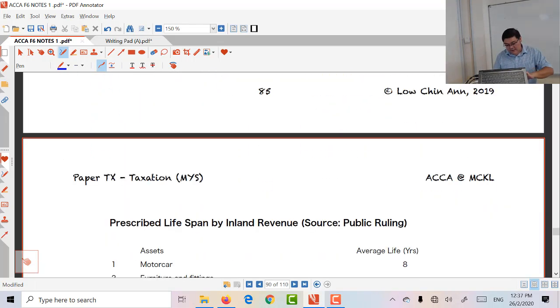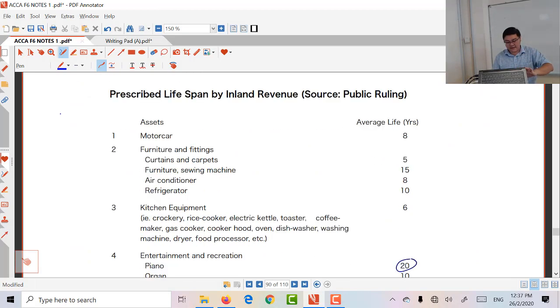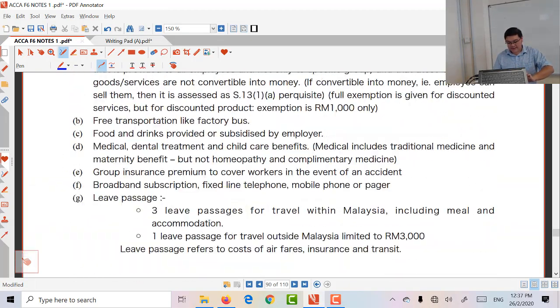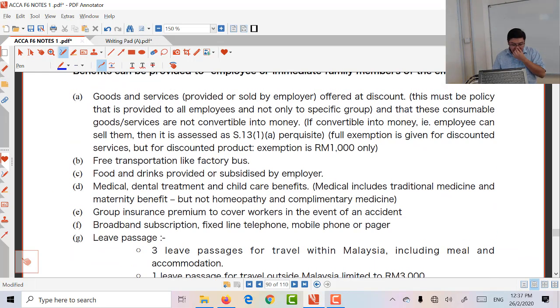Okay, so we finish off all these things concerning BIK. Now, please come to page 86. Now, these are the list of exemptions. All right? The list of exemptions that you'll be exempted from for the benefits given. Now, I've highlighted to you for goods, services offered at discount, you'll be exempted. And I've said already, full exemption if it's for service, and for product, 1,000.